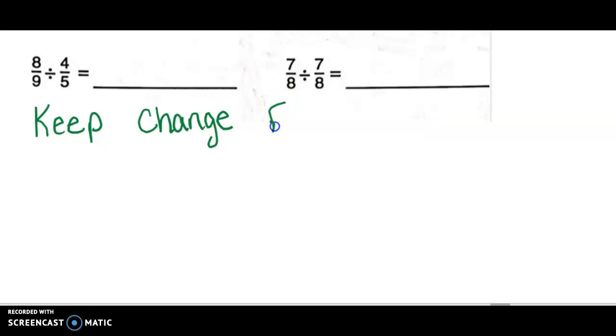Then we want to flip. How many of you have heard keep, change, flip before? Anybody? Good. Okay, so you are familiar. Keep the first fraction or number, whatever that ends up being. Then we're going to change the sign, and we're going to flip the second fraction.